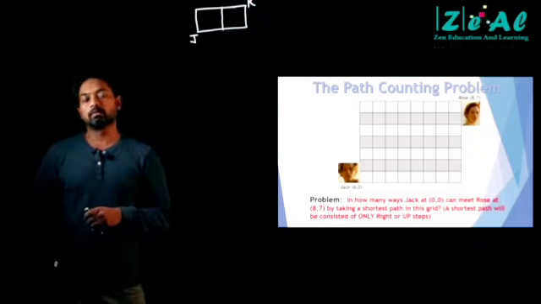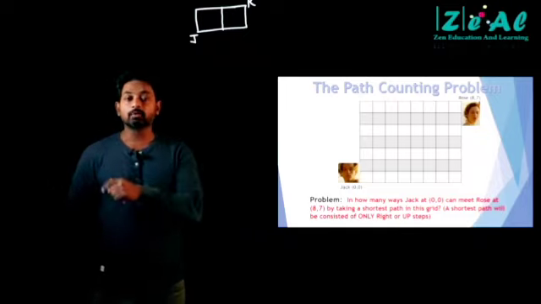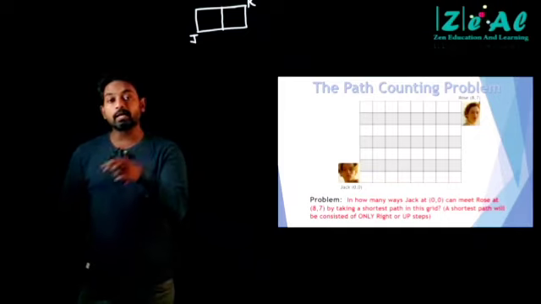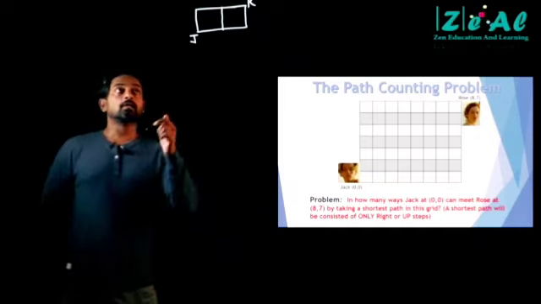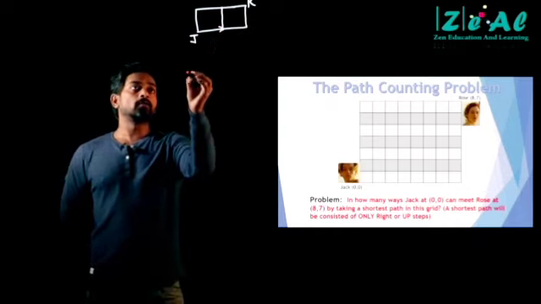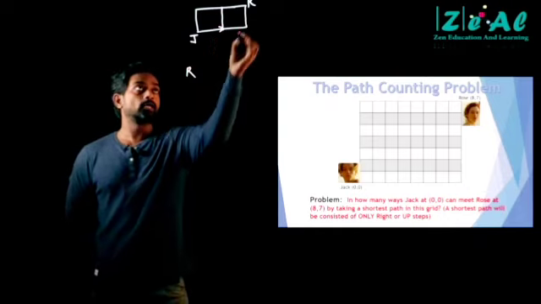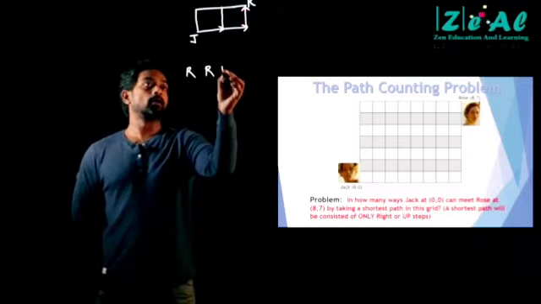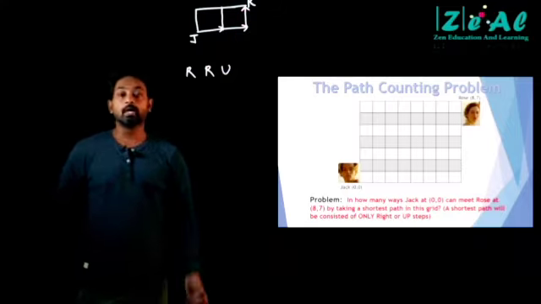Suppose Jack is talking to his dad. Jack is saying, Dad, I'm going to Rose's place. Dad asked him, what is the path you are taking? Now, how will Jack reply? Jack will say, Dad, I took a right. Then I took another right, and then I took an up step.